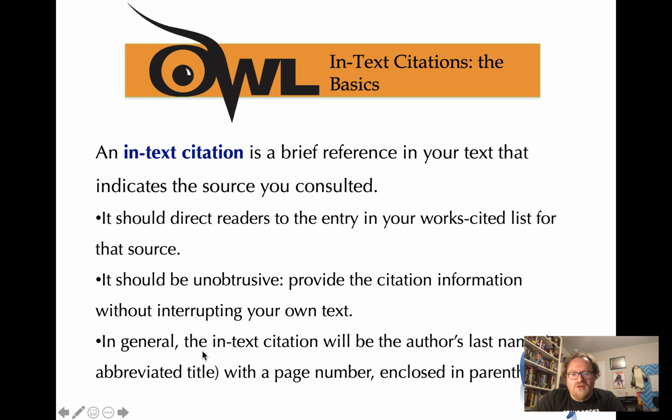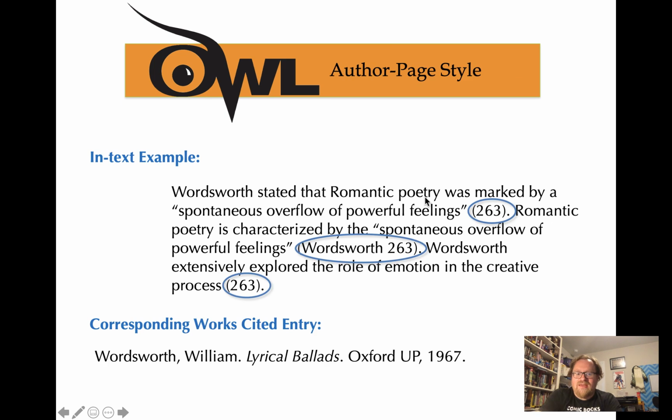And in general, an in-text citation is an author's last name or abbreviated title with a page number enclosed in parentheses. That's what the general works. So it looks like this. Now, both of these examples you're going to see here, this first one and second one, are the same quotation. They are both correct. So look at this. Wordsworth stated that romantic poetry was marked by a, quote, spontaneous overflow of powerful feelings, close quote, 263. The next one is the same situation. Romantic poetry is characterized by the, quote, spontaneous overflow of powerful feelings, close quote, Wordsworth 263.